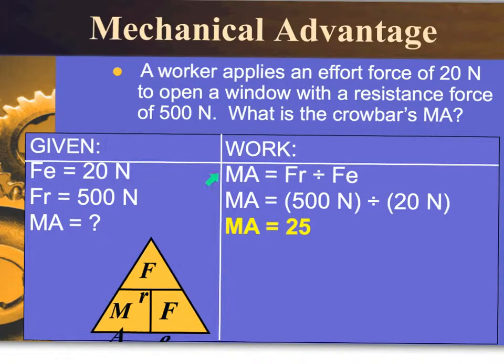We will apply that to our equation. We will have 500 newtons divided by 20 newtons. Our mechanical advantage is 25. There are no units attached to this number.